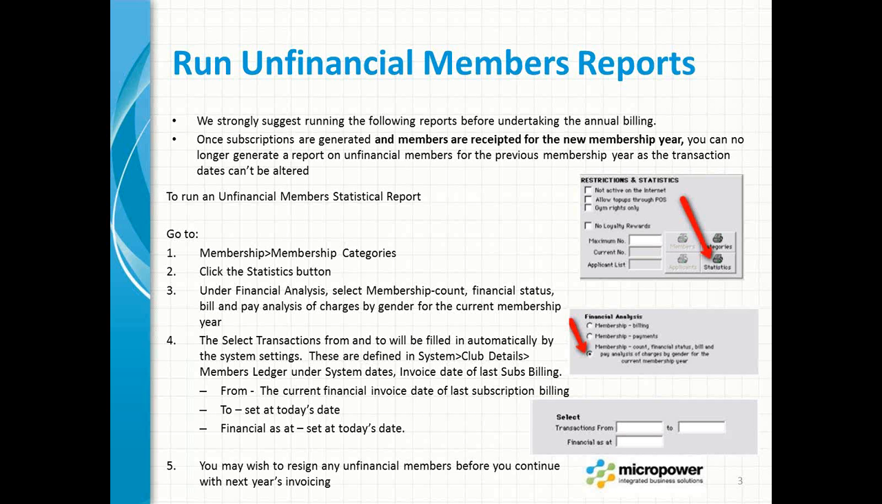So that just goes through the steps there and how to get your statistics out. You just go to the membership and the membership categories area, and from there you can see the statistics button, and that'll give you an idea of how many unfinancial members you've got in the system.